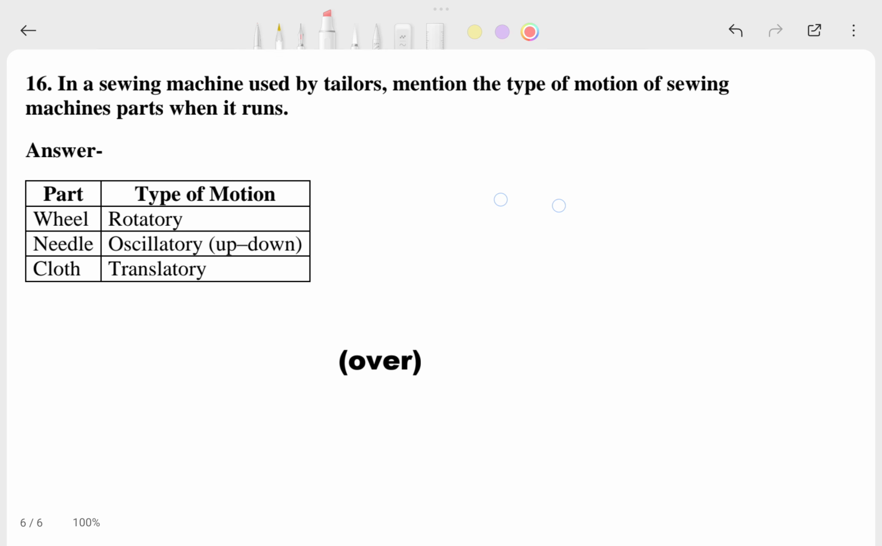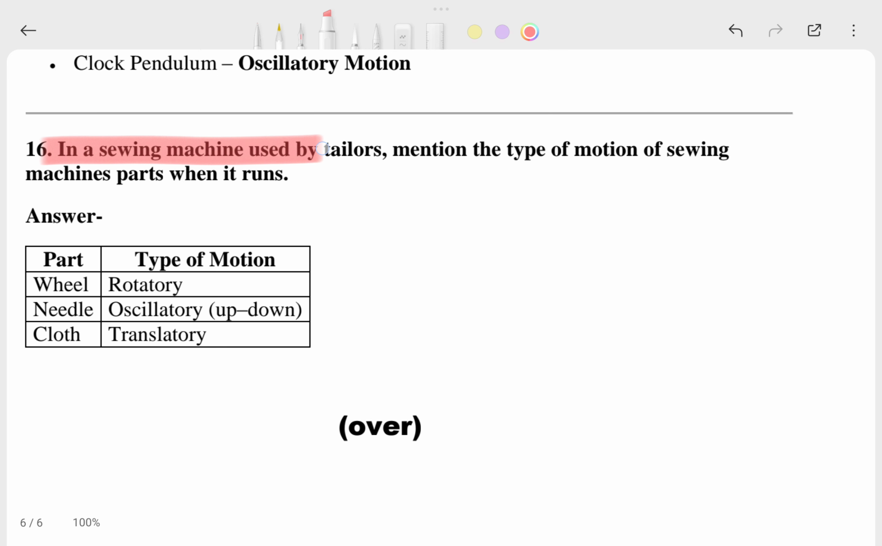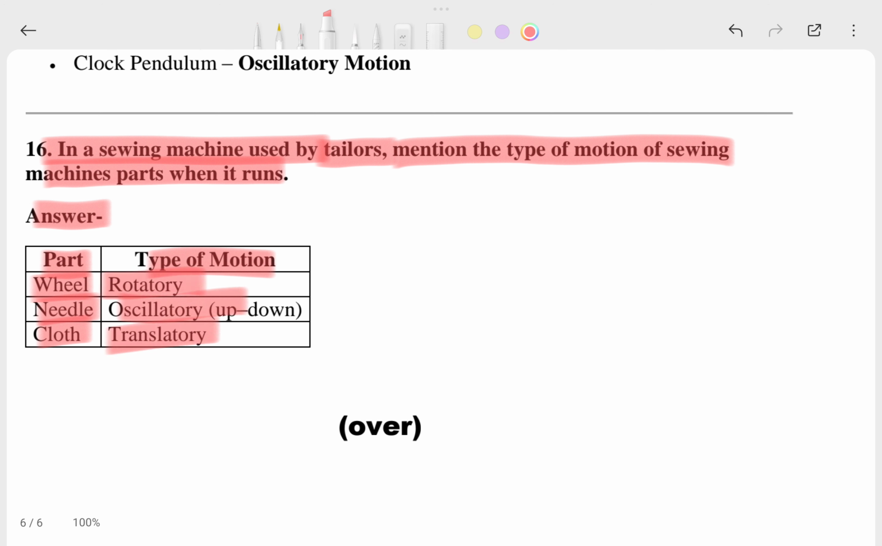Okay, let's go to the 16th one. This is a section question. In a sewing machine used by a tailor, mention the type of motion in the sewing machine's parts when it runs, and this is the answer. The parts are wheel, needle and cloth. The types of motion are rotatory, oscillatory, and translatory. Okay, so this chapter ends here.